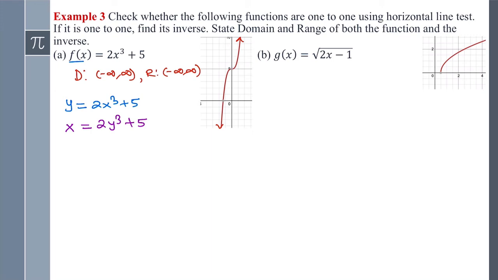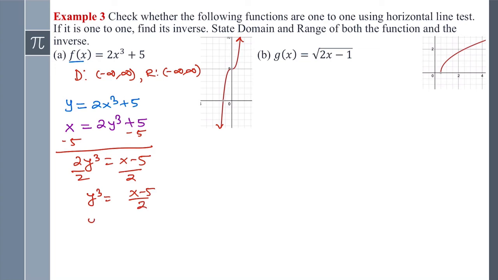So in order to solve for y, first we subtract 5 from both sides. So we get 2y cubed equals x minus 5. And then we divide by 2. So we get y cubed equals x minus 5 over 2. Then we take the cube root. So we get cube root of x minus 5 over 2.